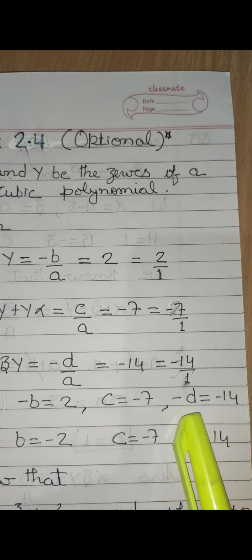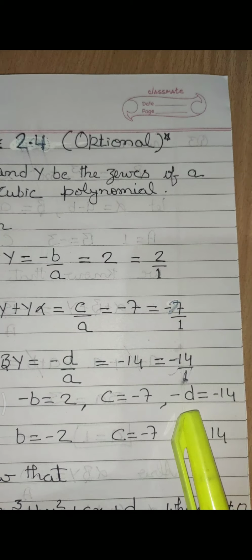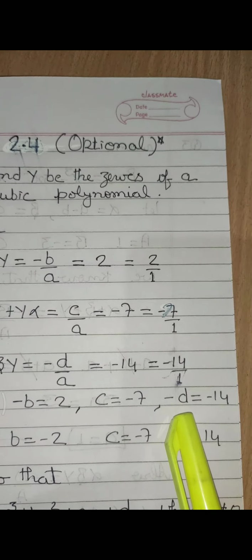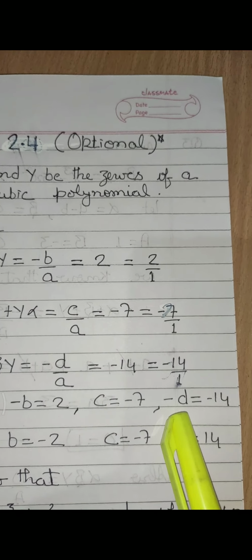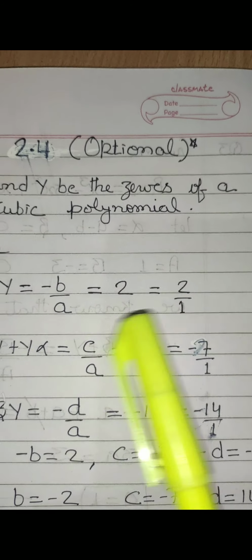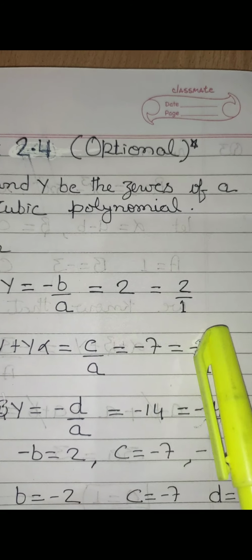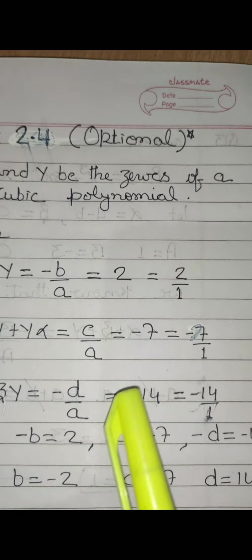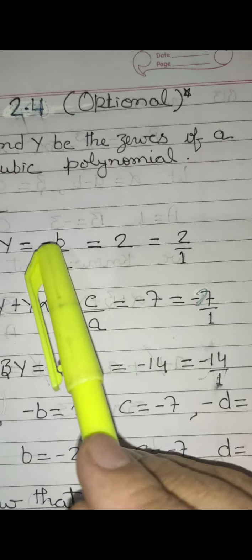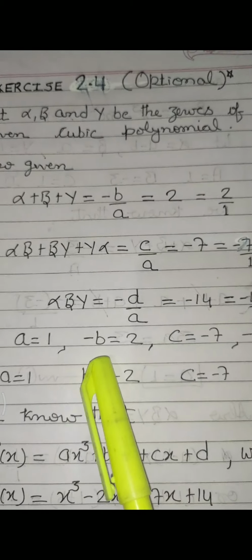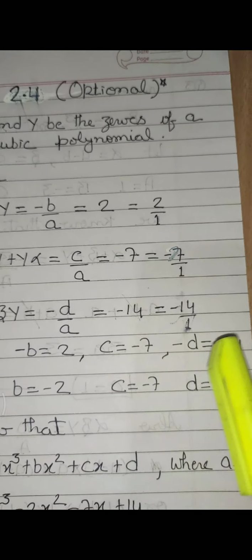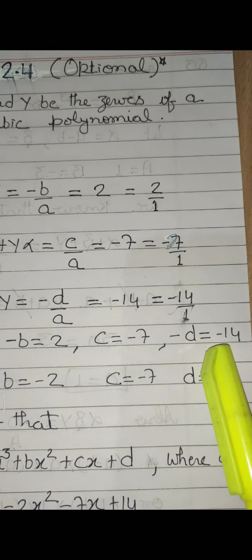So by the comparison method, we can calculate the value of these coefficients. If it is not the same, we have to simplify and make it the same. Now compare it. Here a is equal to what? 1. What is in the denominator of both these terms? A, here 1, so a is equal to 1. Here also a is equal to 1. Write it. Here we are saying minus b is equal to 2. Here c is equal to minus 7. Minus d is equal to minus 14.